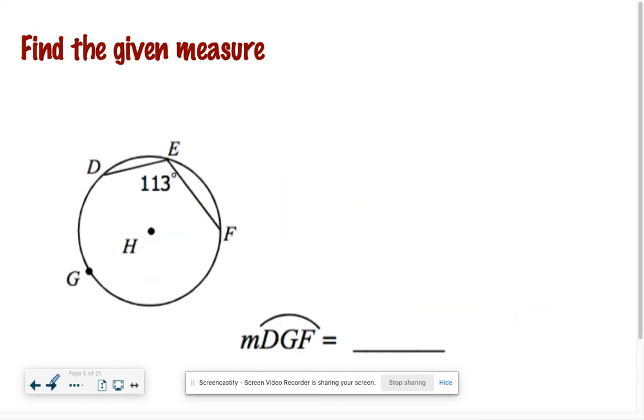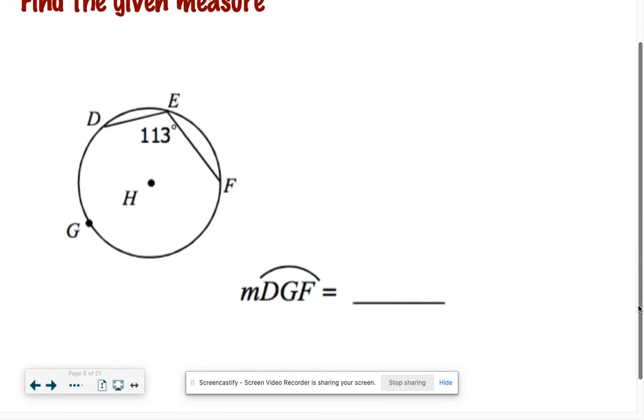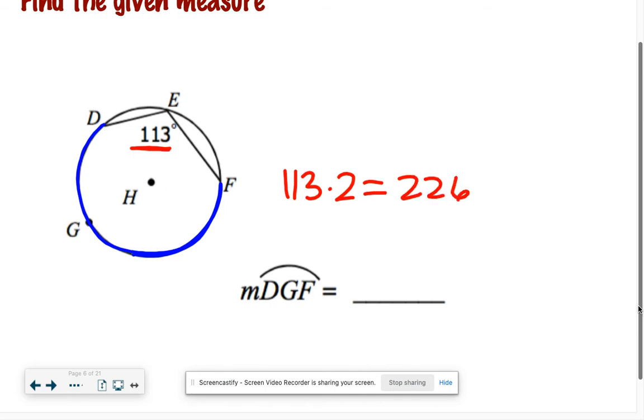Can we go the other way? This time we're looking for the measure of arc DGF. This is what we're looking for, DGF. And we know that our inscribed angle is 113. So 113 times 2 gives us 226. We doubled it.